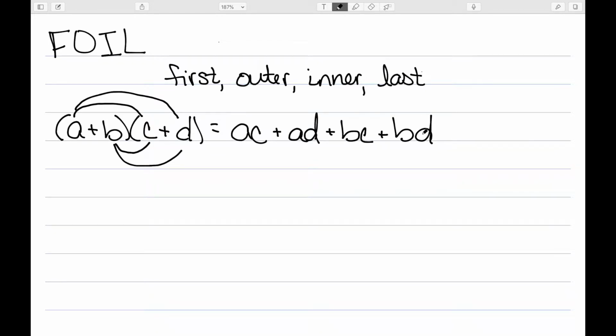And while this can be very helpful, it only works if I'm multiplying a binomial by a binomial. But the idea can be expanded. You'll notice I multiplied everything in the second parentheses by a and everything in the second parentheses by b. So let's do some examples and see how this works and how we might be able to expand it.